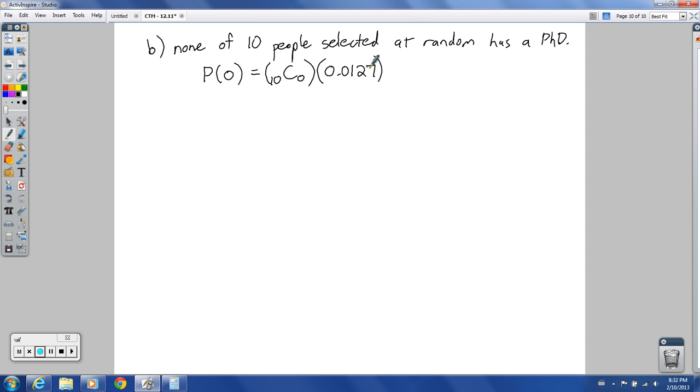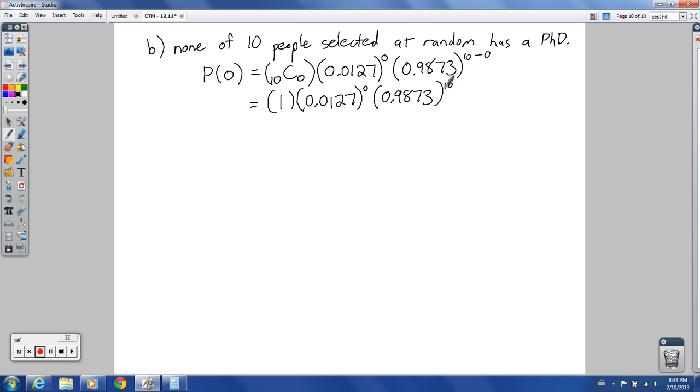0.0127. This is going to be now to the 0 power. So that's the x power, and then this would be 0.9873 to the 10 minus 0 power. There's only one way to pick 0 out of a group of 10. It's going to change, I'll do that in the next step, but it's going to change to the 1st power, and this would be the 10th power.